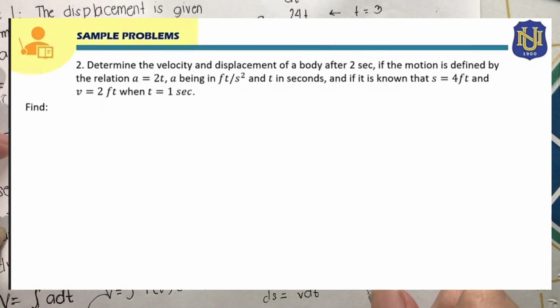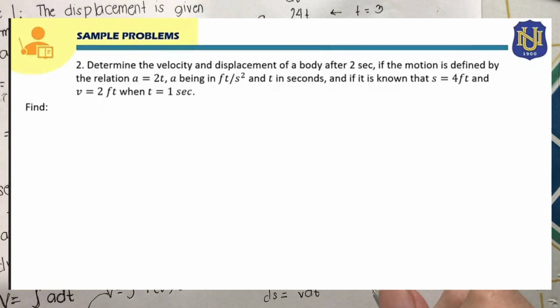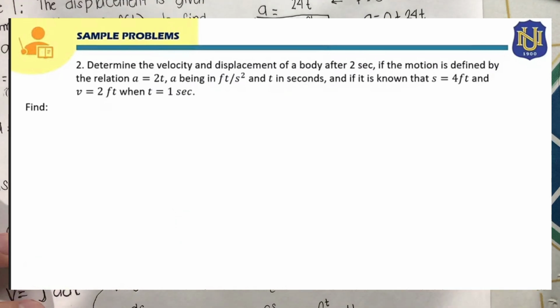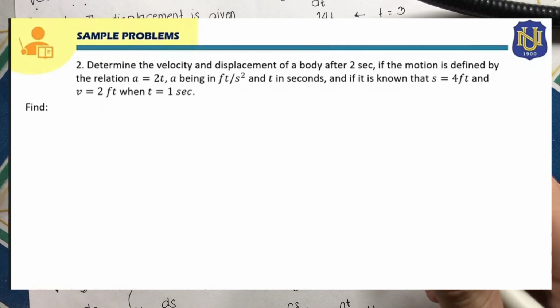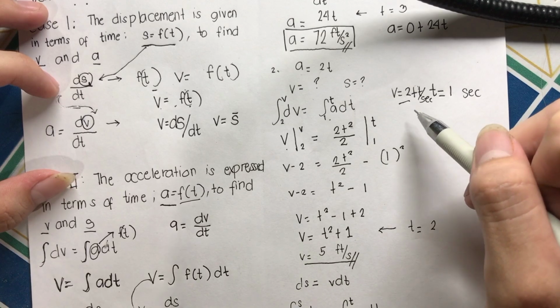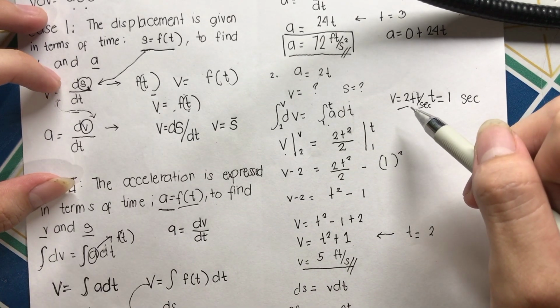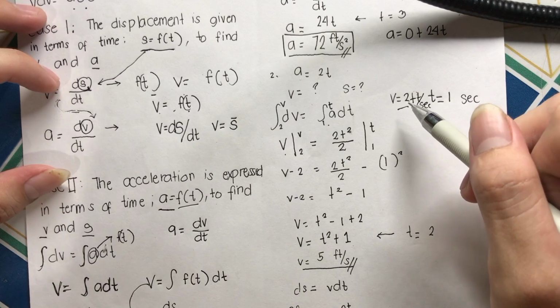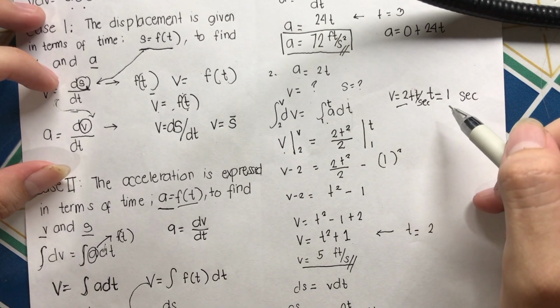Determine the velocity and displacement of a body after 2 seconds if the motion is defined by the relation acceleration equals 2t, acceleration being in feet per second squared and t in seconds. And it is known that s equals 4 feet and v equals 2 feet per second when t equals 1 second. So integrate both sides and use the limits, which are when s equals 4 feet and v equals 2 feet per second, t equals 1 second.